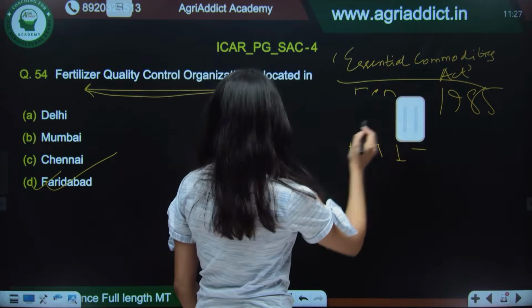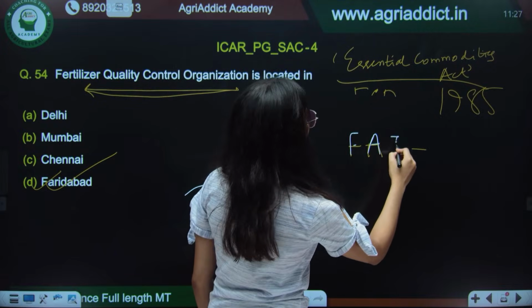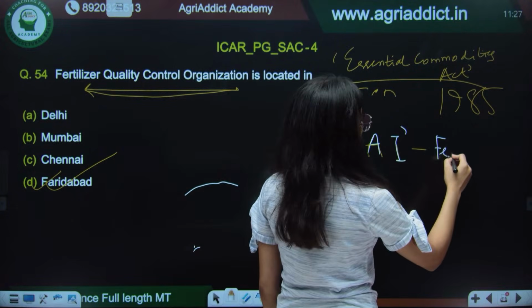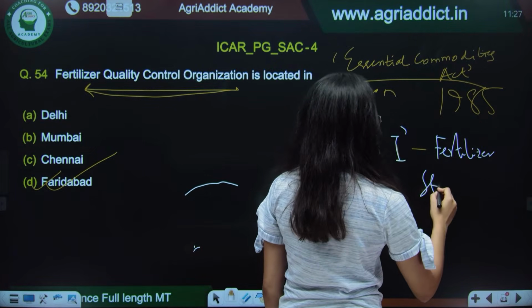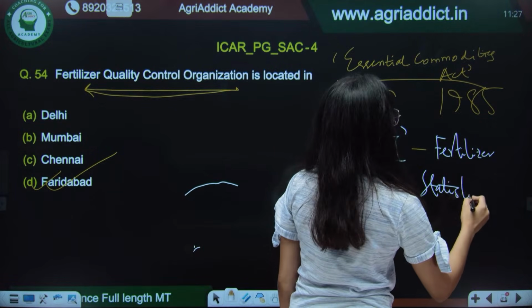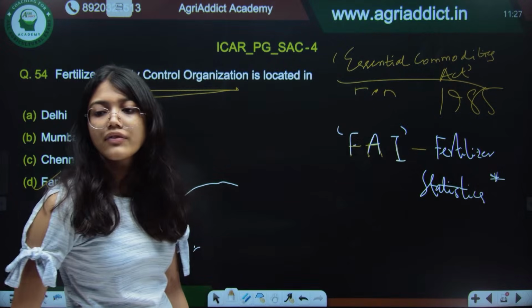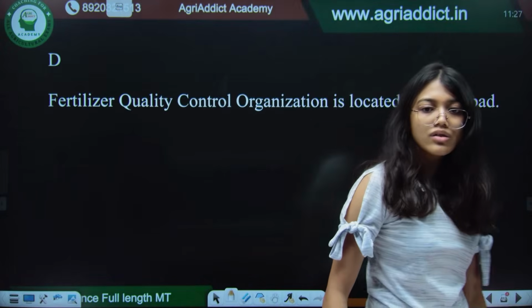Now, the Fertilizer Association of India is another organization, and it publishes a journal called Fertilizer Statistics. This is an important MCQ. Who publishes the Fertilizer Statistics? That is the FAI.